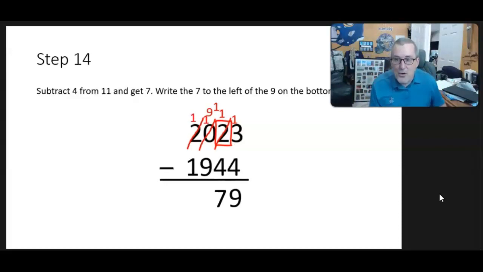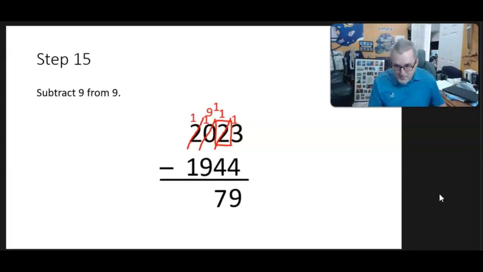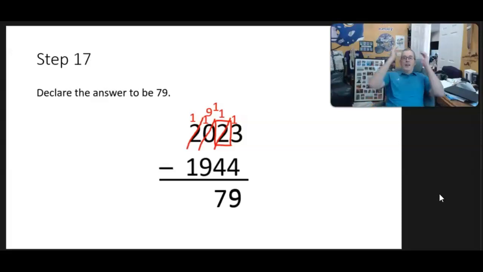but nonetheless we have 11 minus 4, which is 7. Then, on that third column from the right, we have 9 minus 9, which is 0, and then we go all the way to the left column, we have 1 minus 1, which is 0, and then we declare the answer to be 79. 17 steps. So in this case, the traditional algorithm is not so efficient.